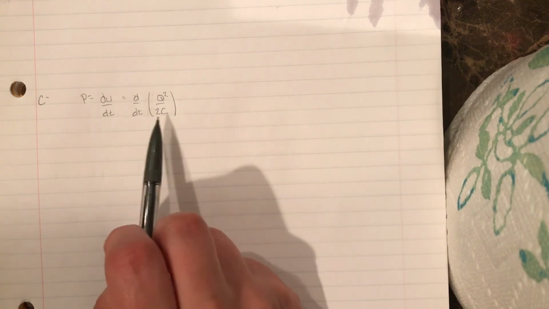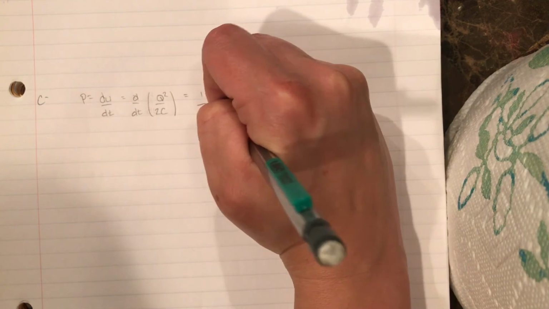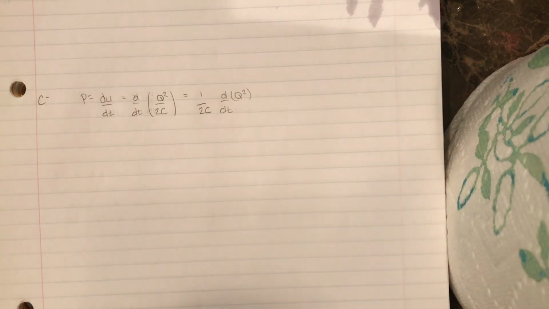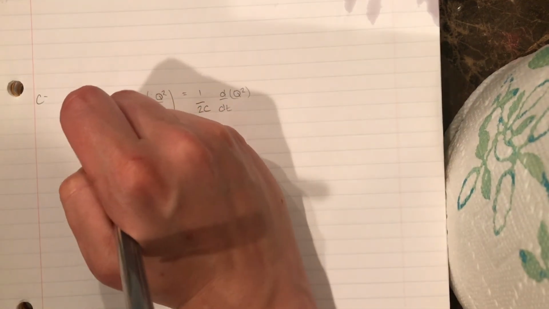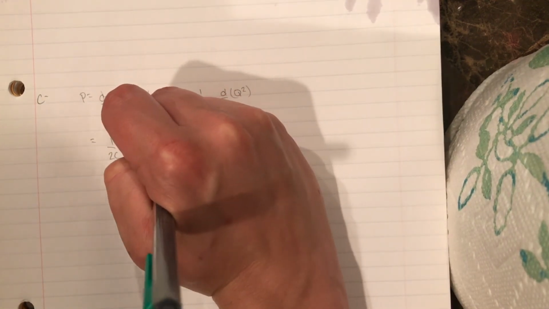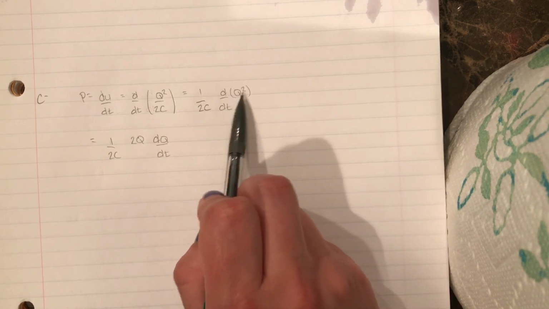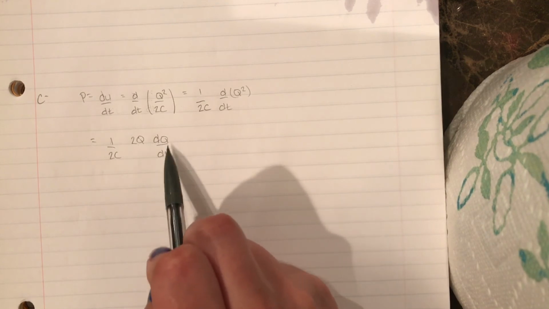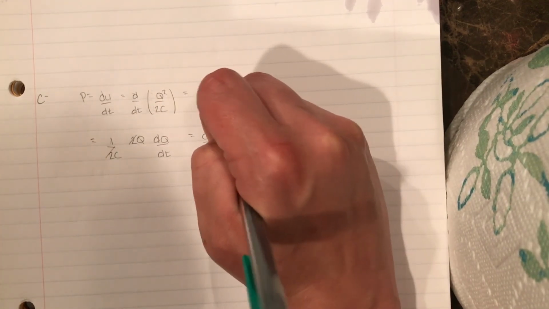The time dependence in this circuit is living with our Q. 2 and C are constants, so we can pull them out. Then we have the time derivative of Q squared. Our time dependence is hiding in here, so we need to do a chain rule. The derivative of Q squared is 2Q, and then my chain rule gives me a dQ/dt. So first I take the derivative to get 2Q, and then the time derivative of Q. My 2's cancel out, and I get Q over C times dQ/dt.